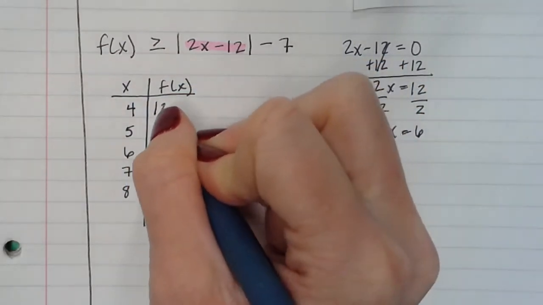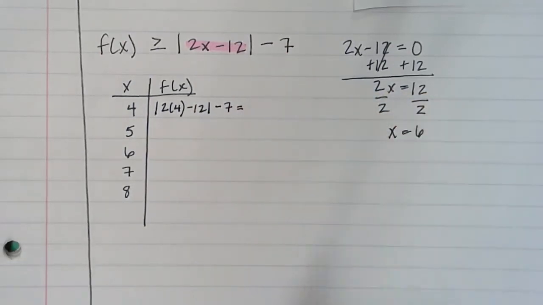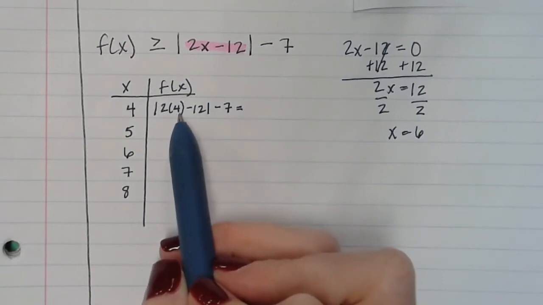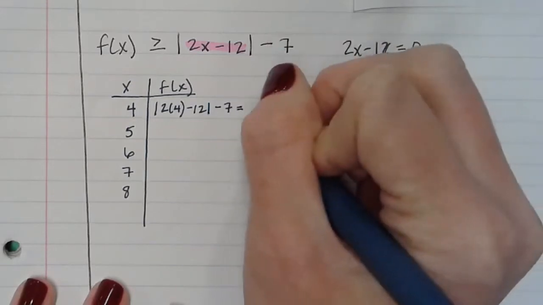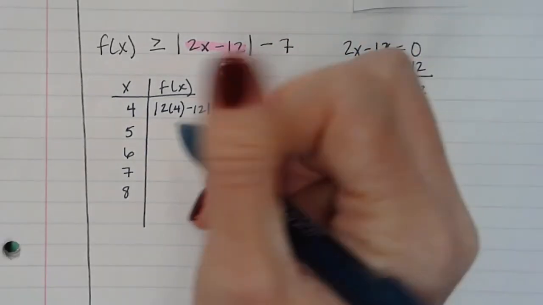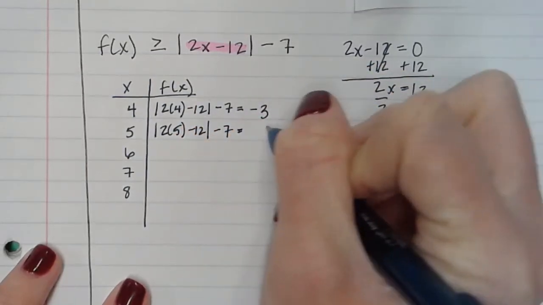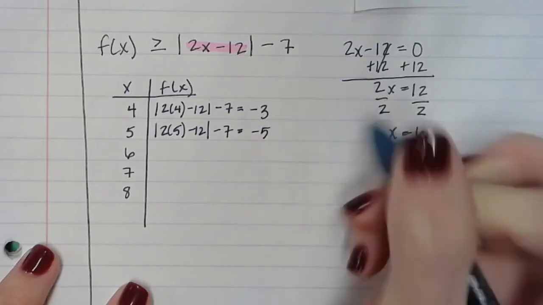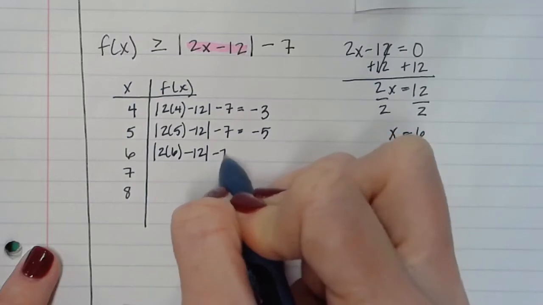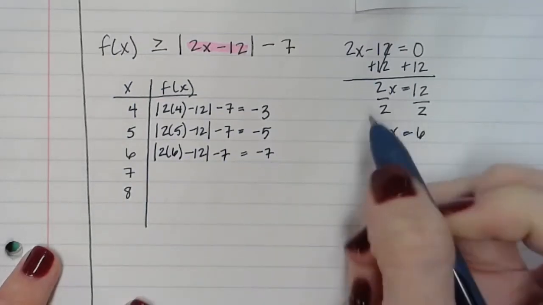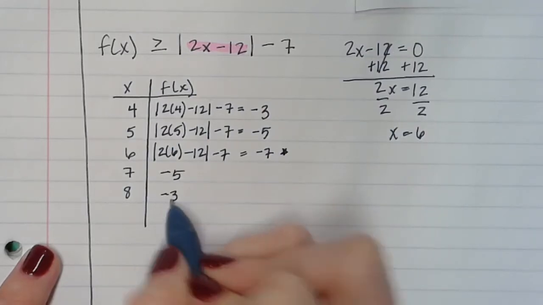So the absolute value of 2 times 4 minus 12, and then minus 7. When I do that, 2 times 4 is 8, minus 12 is -4, the absolute value of which is +4, minus 7 is -3. And then when I plug in a 5, the absolute value of 2 times 5 minus 12, minus 7, we get -5. When I plug in a 6, 2 times 6 minus 12 minus 7 gives us -7. That is our turning point right there, and so we're going to see this pattern, -5, -3.